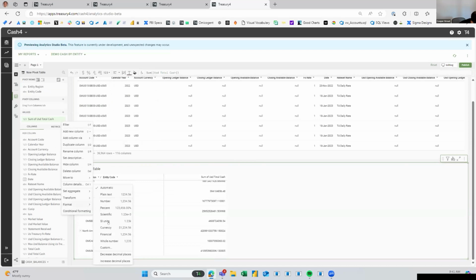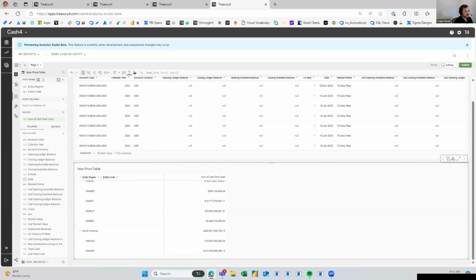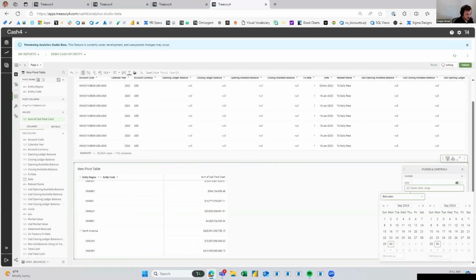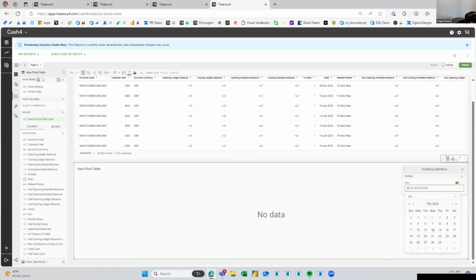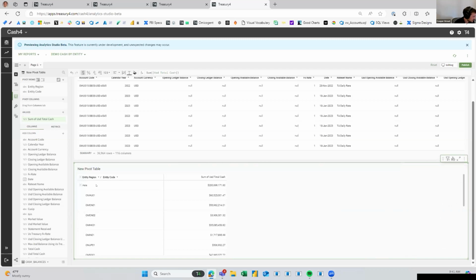And so let's go to currency there, and I want to filter it by a specific day. So let's go to date. Let's just pick a day. I don't know how for our dummy data, so let's click that. And there you go. So there is your cash by entity region and entity code. So you can quickly answer the question of where's my cash at in which entity in which region.